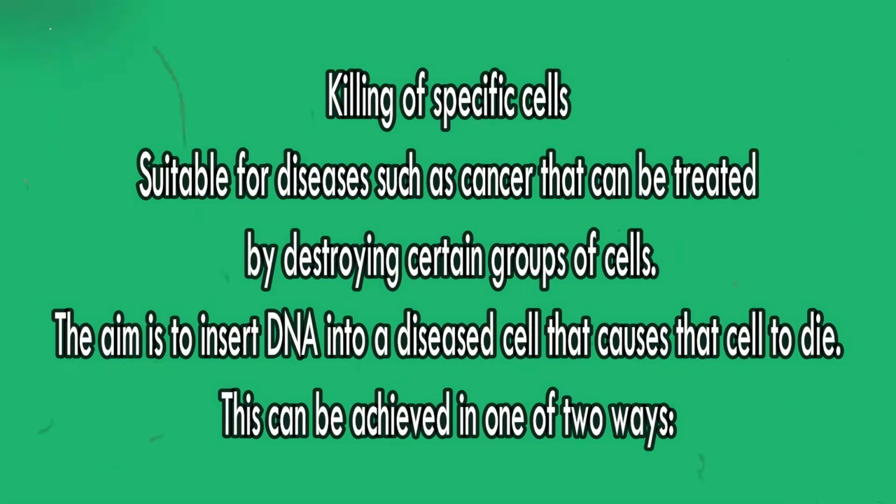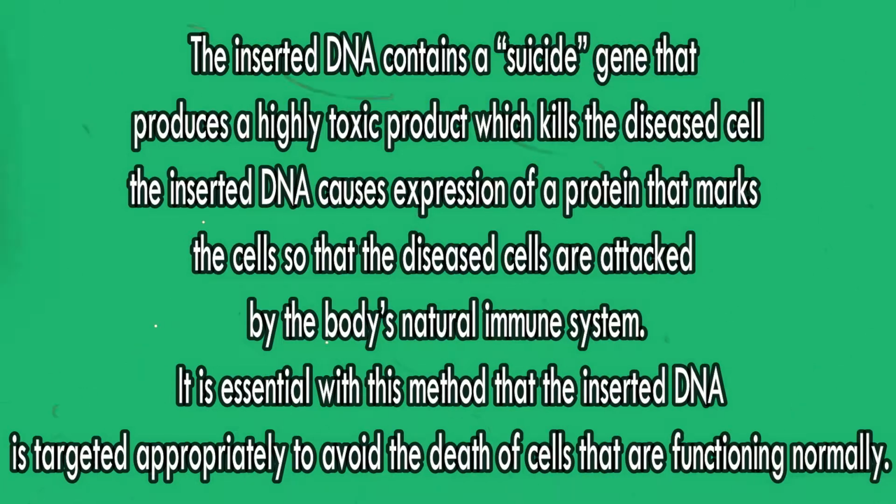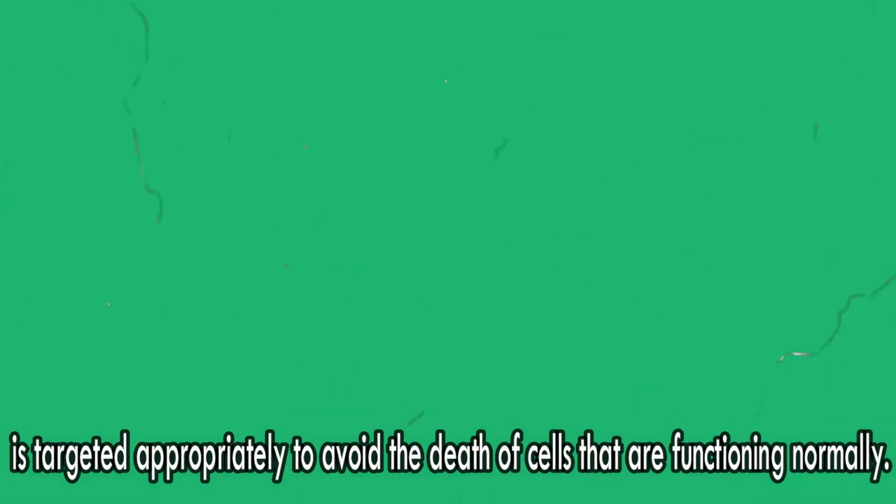Killing of specific cells is suitable for diseases such as cancer that can be treated by destroying certain groups of cells. The aim is to insert DNA into the cells that causes the cell to die. This can be achieved in one of two ways. The inserted DNA contains a suicide gene that produces a highly toxic product which kills the diseased cell. Or the inserted DNA causes expression of a protein that marks the cells so that the diseased cells are attacked by the body's natural immune system. It is essential with this method that the inserted DNA is targeted appropriately to avoid the death of cells that are functioning normally.